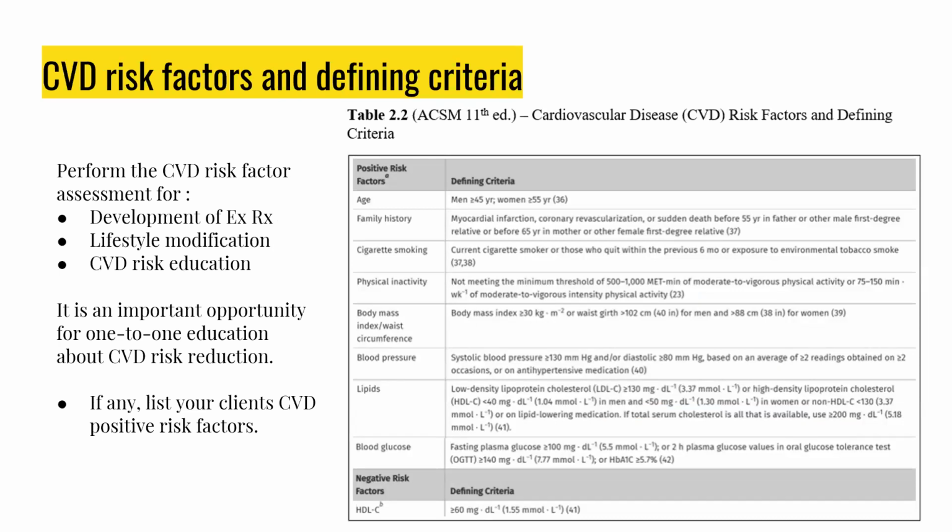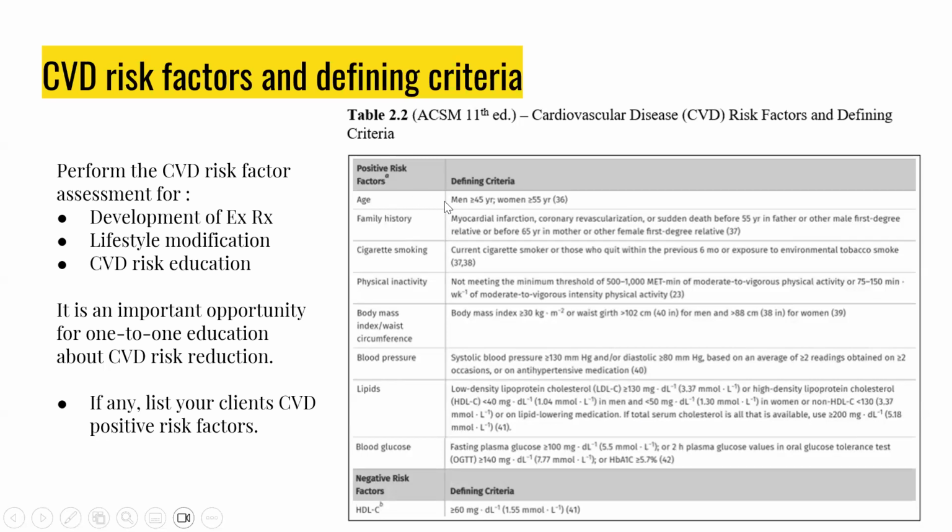Let's talk about the cardiovascular disease risk factors and defining criteria. This is Table 2.2 from your ACSM 11th edition. Over here in your table, you can see the positive risk factors, negative risk factors, and the defining criteria. So positive risk factors for cardiovascular disease are things that put you at a higher risk of cardiovascular disease, right?